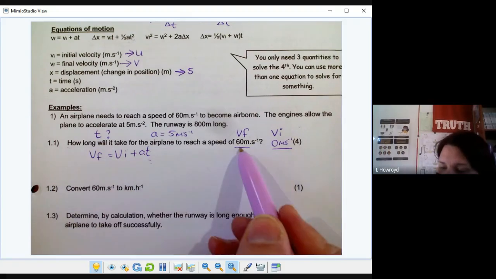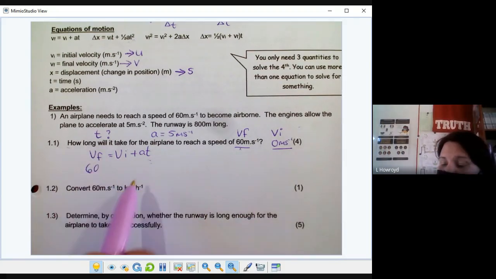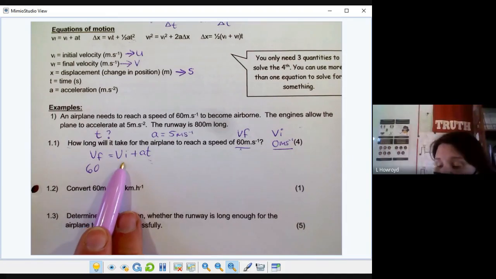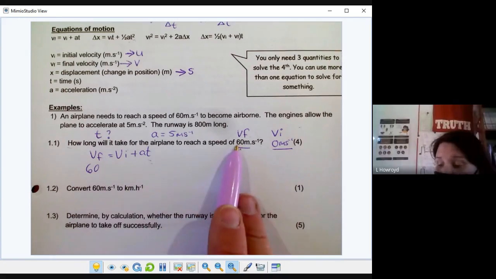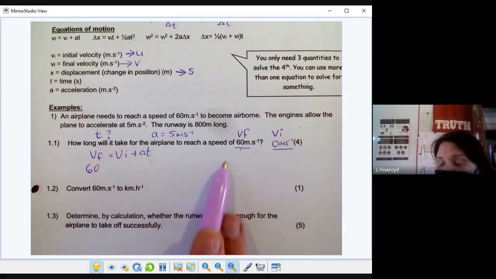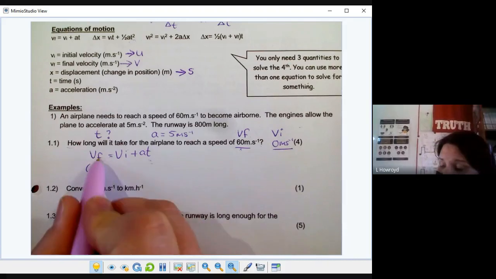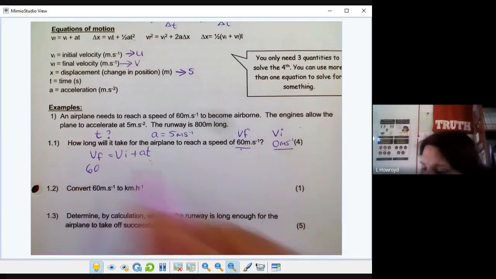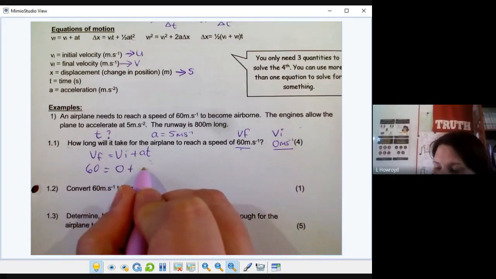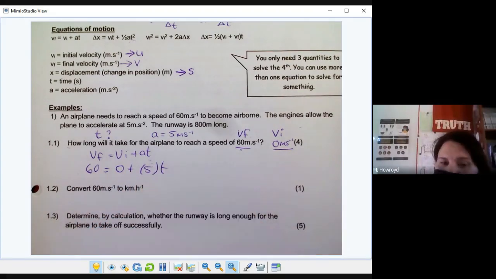Okay, so let's take a look. My VF was 60, so be careful here. A lot of people tend to swap the VI and the VF quite easily. So you've got to be awake when you do this and make sure you do the right thing. It's always better to label your stuff, and also you can write a list of the things that you have and what you need, because that really does help. Okay, so my VF is 60. My VI is 0. My A is 5, and I'm looking for my T.